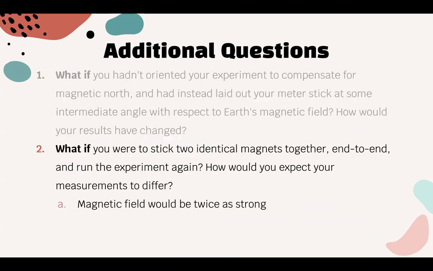If we were to stick two magnets together end to end, then the magnetic field would be twice as strong in our measurements.